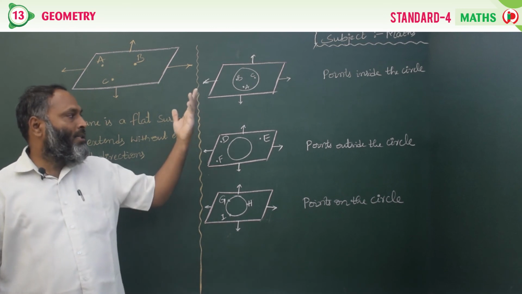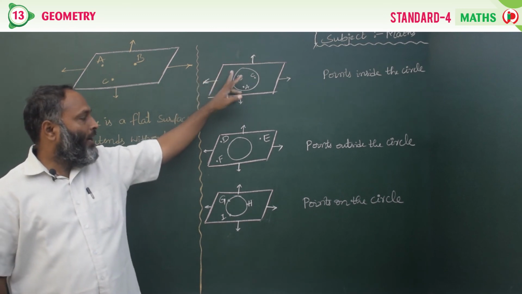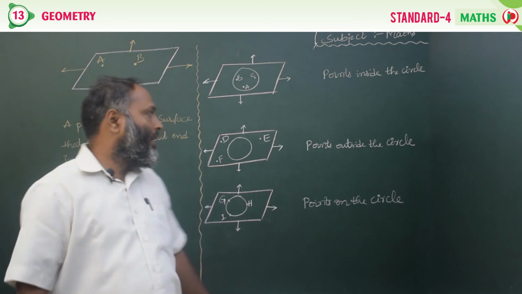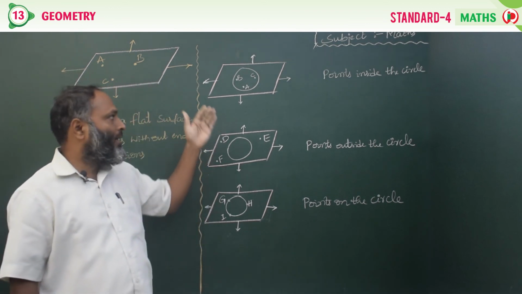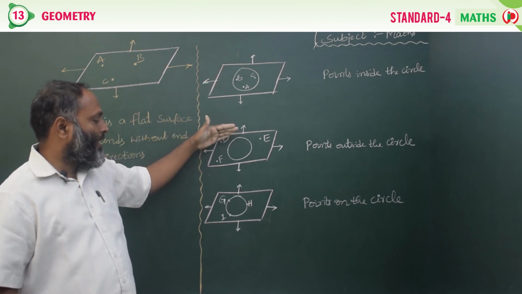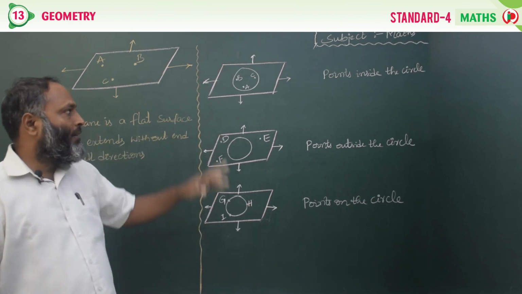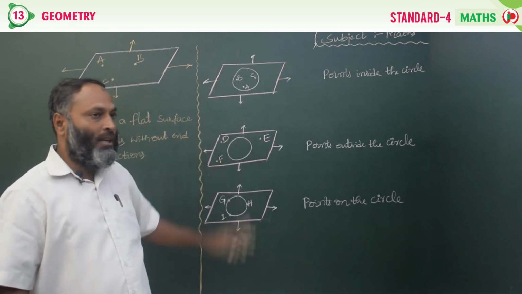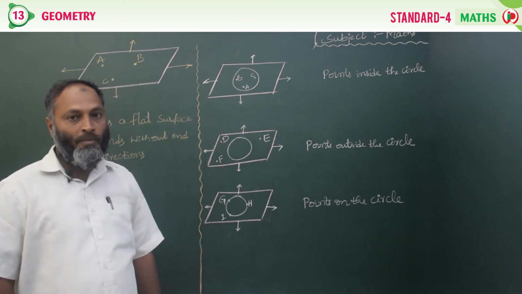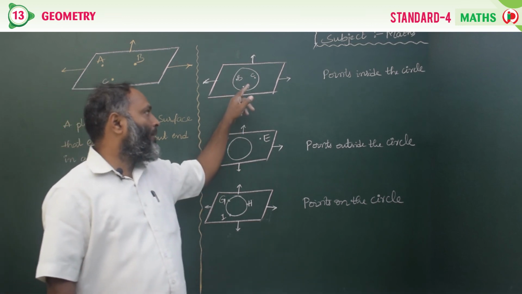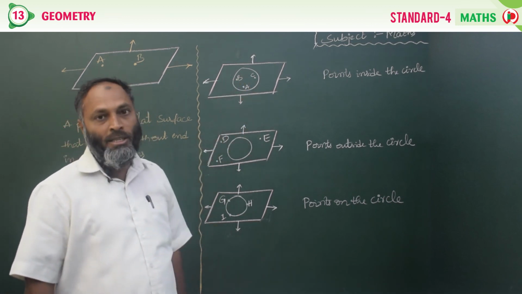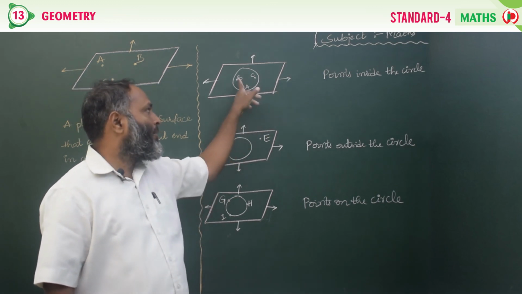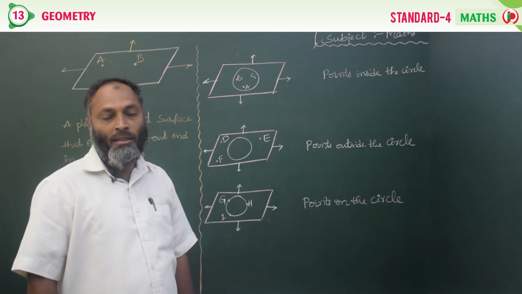Here in the next picture, a plane and one circle are given. A circle divides a plane into 3 categories. Which categories? Here the first category, second category and third category. In the first one, on a plane one circle is there. If you take 3 points A, B, C, how are the 3 points? The 3 points are inside the circle.